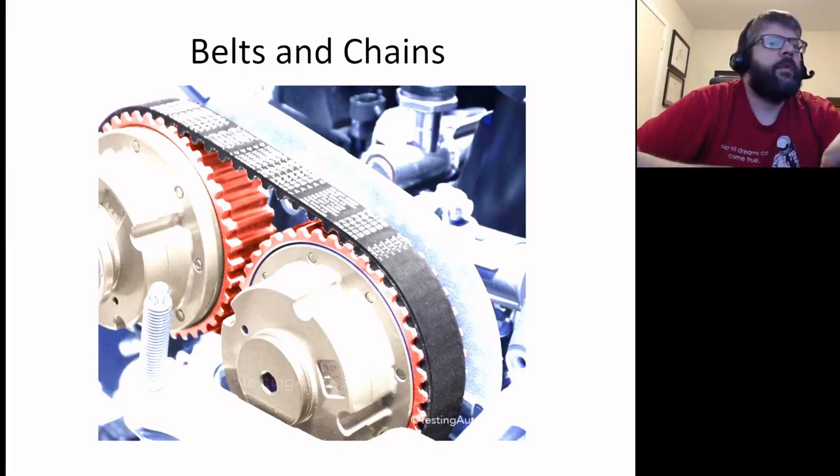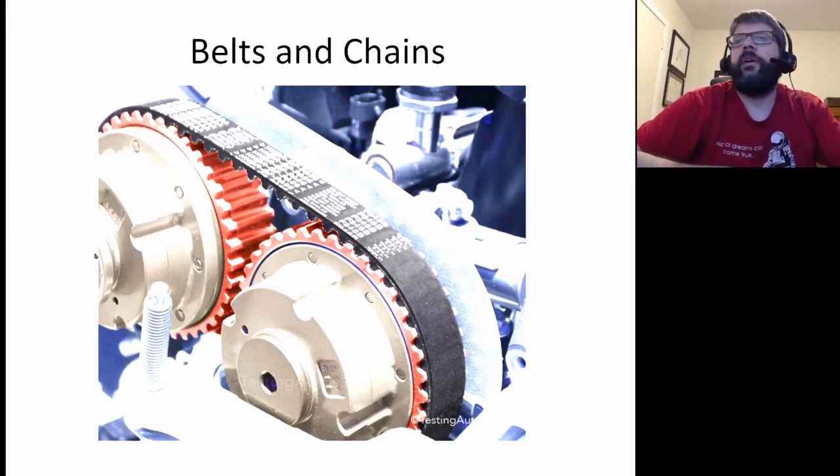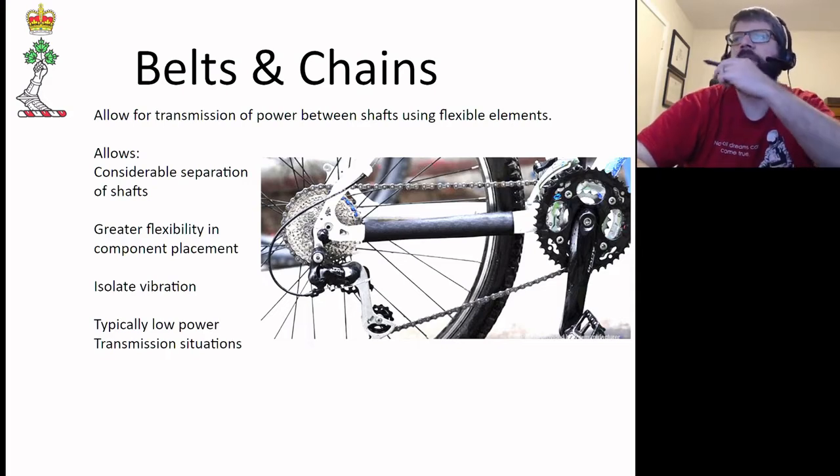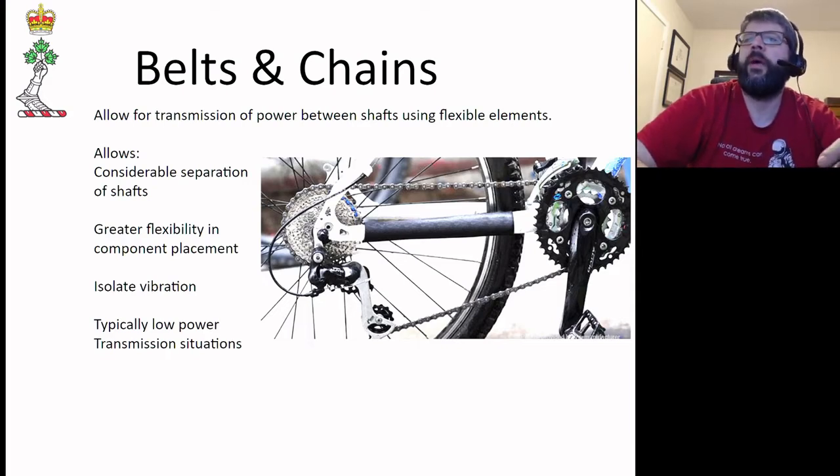Okay, so next up we've got our belts and our chains. The primary benefit of these is that we are able to allow fairly wide separation between the shafts using these flexible elements to transmit the power. It means that you're not as constrained in where you're placing your components. It can help to isolate your vibration.